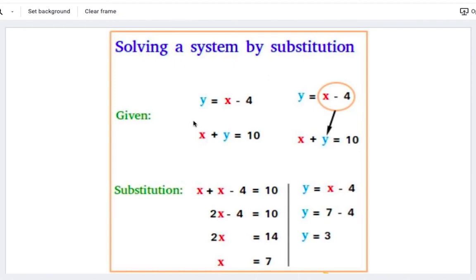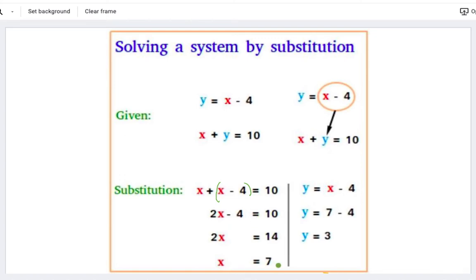So when we solve a system by substitution, we have two equations. We want one of them to be solved for a variable, so we should say x equals or y equals. In this case, we have y equals x minus 4, which means in the second equation, instead of writing y, we can write x minus 4. When you substitute into the other equation, put it in parentheses just in case there's any distribution. Then you're going to solve for the variable.